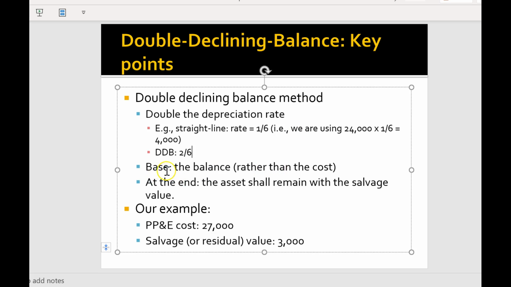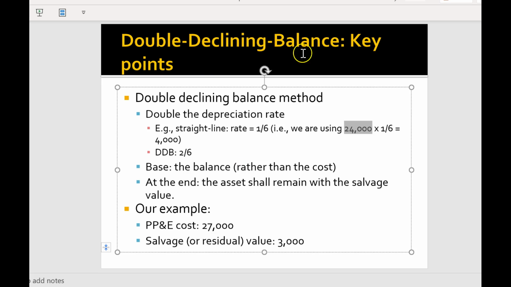The second key is that we are no longer using the cost minus salvage value as we are doing in the straight line. So in the straight line, every year we use the same amount, which is the depreciable amount, multiplied by the rate, or divided by the useful life. But in a DDB, we no longer use the same number. Every year, we use the balance of the assets. I'll talk about it in more detail in a minute, but I just want you to notice the difference.